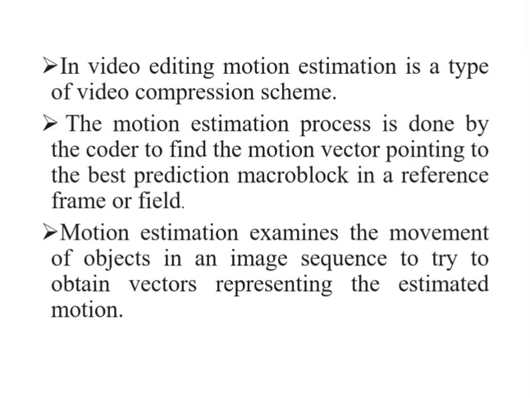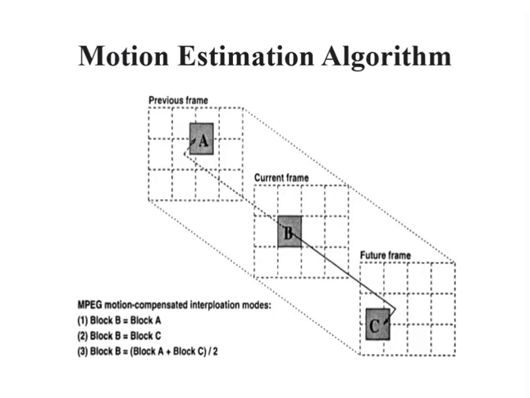In video editing, motion estimation is a type of video compression scheme. The motion estimation process is done by the coder to find the motion vector pointing to the best prediction macro block in a reference frame or field. Motion estimation examines the movement of the object in an image sequence to try to obtain a vector representing the estimated motion.